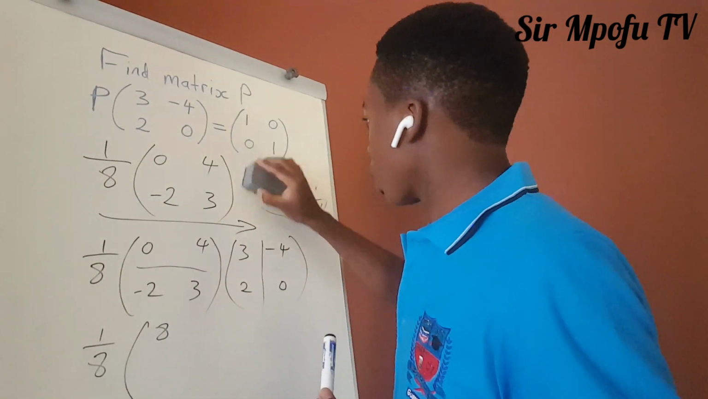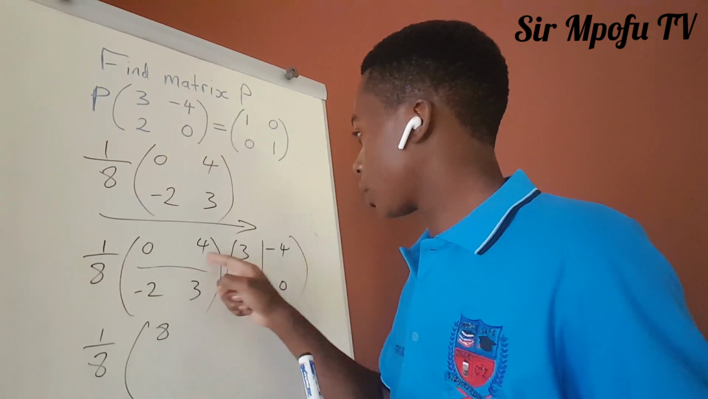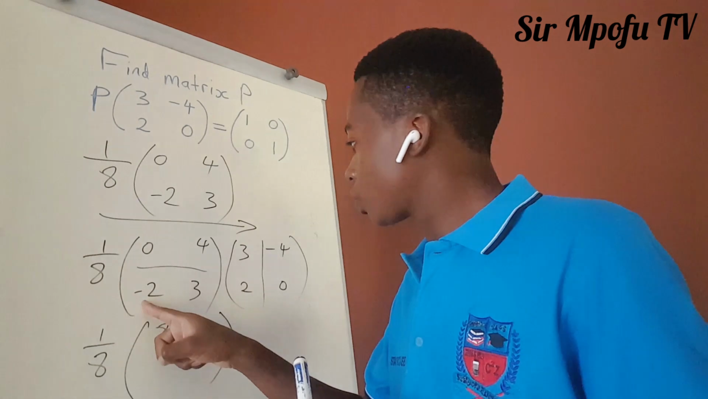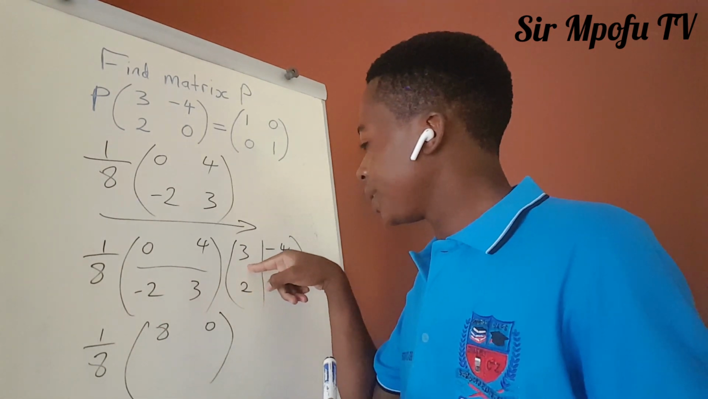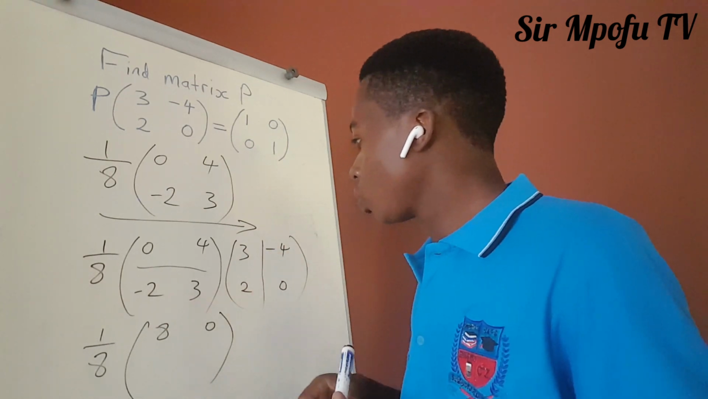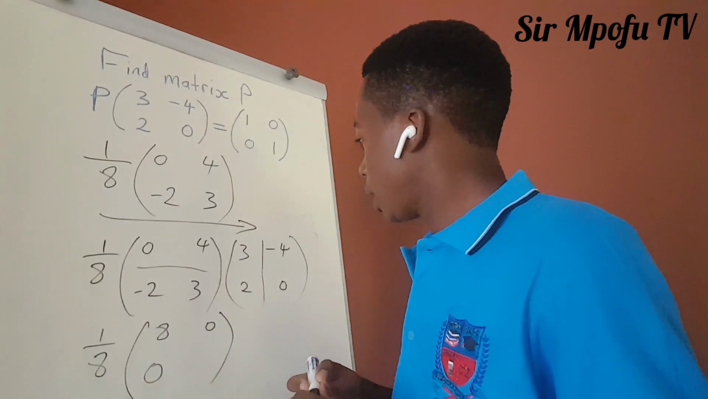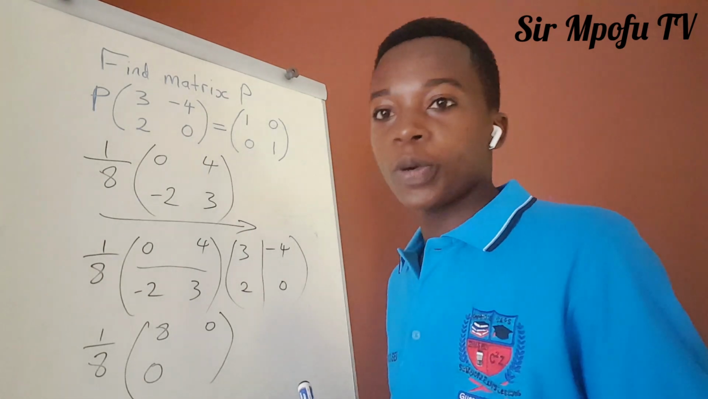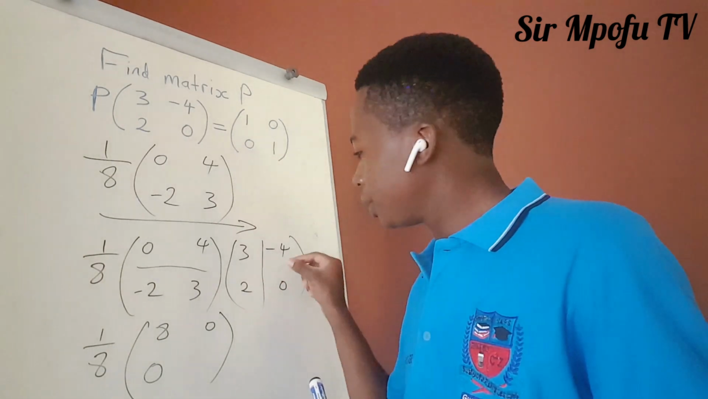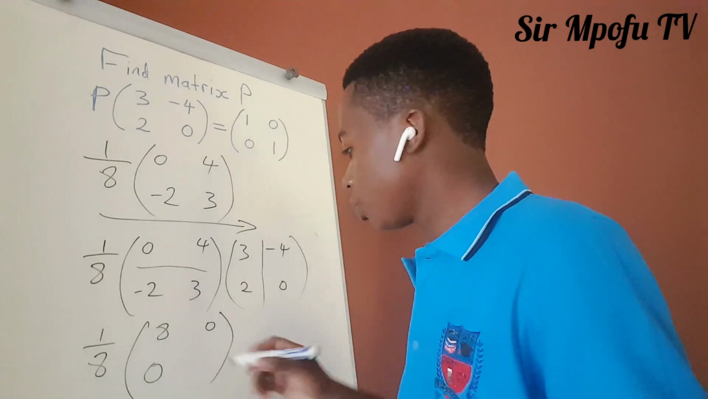Right. Now, 0 times negative 4 is 0, then 4 times 0 is 0, so 0 plus 0 is 0. Then negative 2 times 3 is negative 6, and 3 times 2 is 6, so negative 6 plus 6 is 0. I'm doing a shortcut because if I keep on going, we won't see the down part. Now, negative 2 times negative 4 is positive 8, then 3 times 0 is 0, so 8 plus 0 is 8.